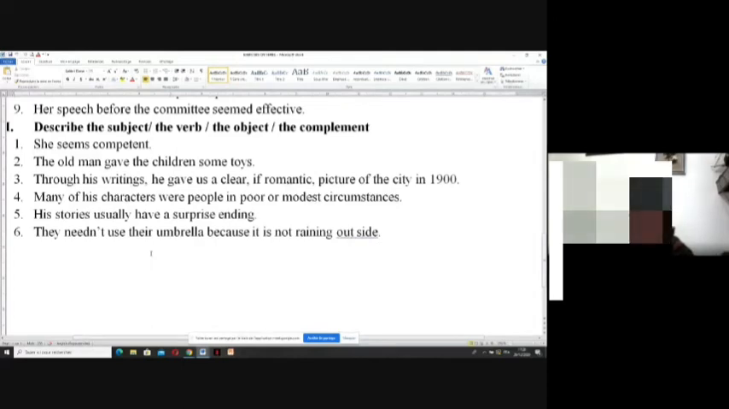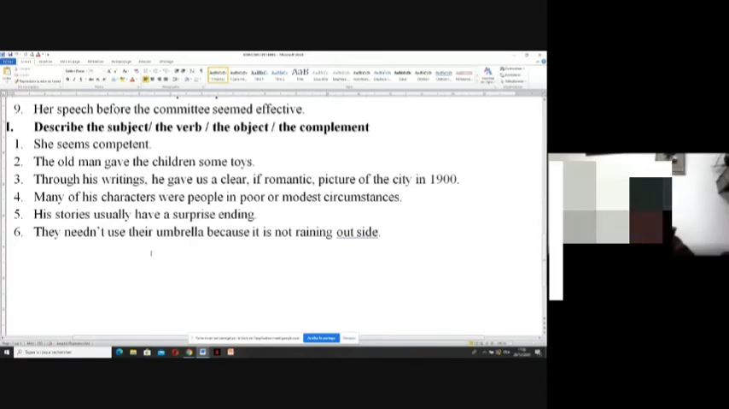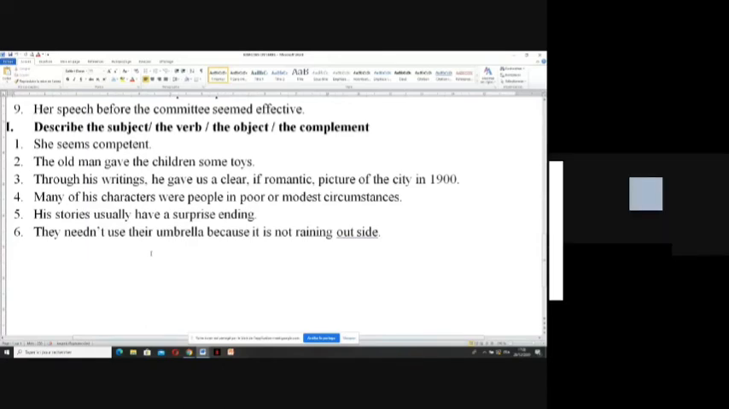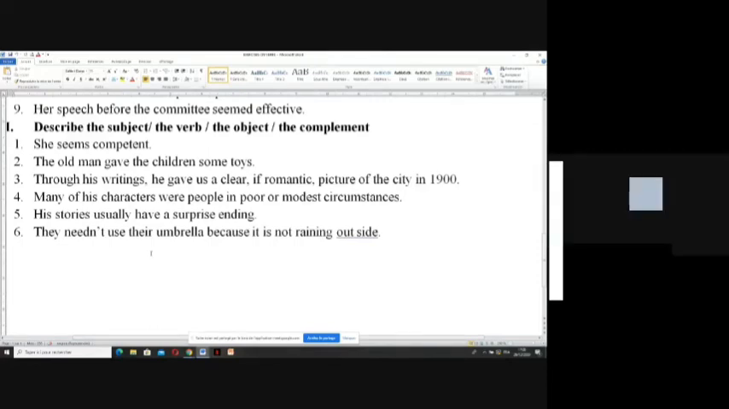Next. Yes, please. He is a personal pronoun functioning as a subject. Good. Gave is a ditransitive verb. It's finite and lexical. Dynamic. Us is a personal pronoun functioning as indirect object. Yes, good. A clear, if romantic picture of the city in 1900s is the direct object.